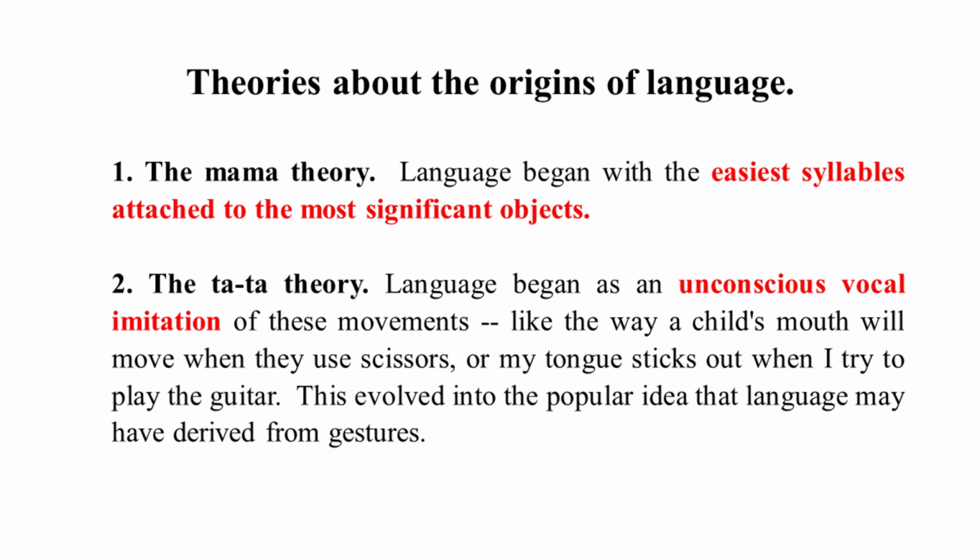2. The Tada theory. Language began as an unconscious vocal imitation of these movements, like the way a child's mouth will move when they use scissors, or my tongue sticks out when I try to play the guitar. This evolved into the popular idea that language may have derived from gestures.